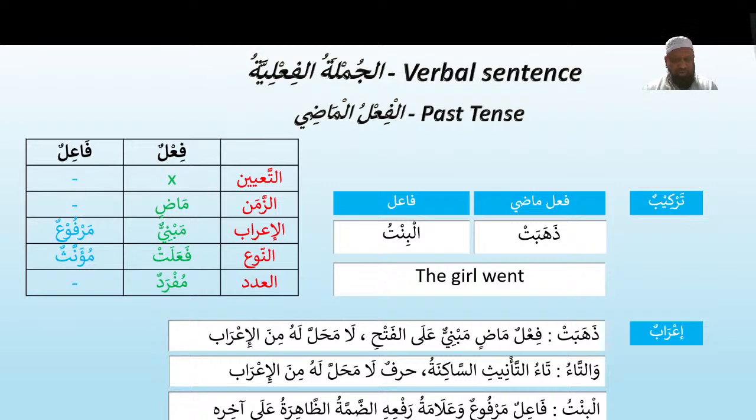And البنت is straightforward. We have done this. فاعل. In the جملة اسمية we mentioned it as a مبتدأ, because in جملة اسمية البنت became مبتدأ, but in جملة فعلية it will become فاعل. البنت فاعل مرفوع وعلامة رفعه الضمة الظاهرة على آخره.